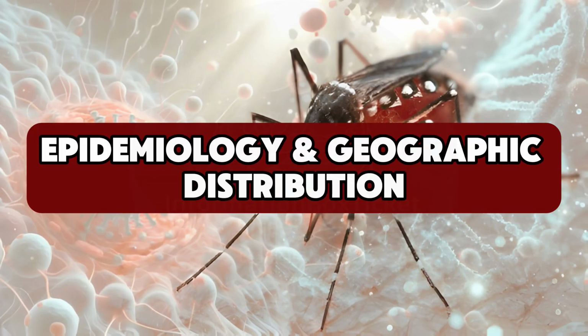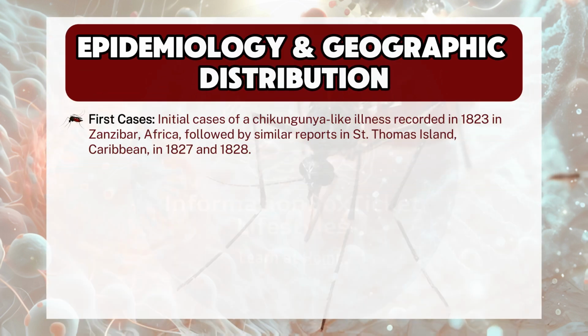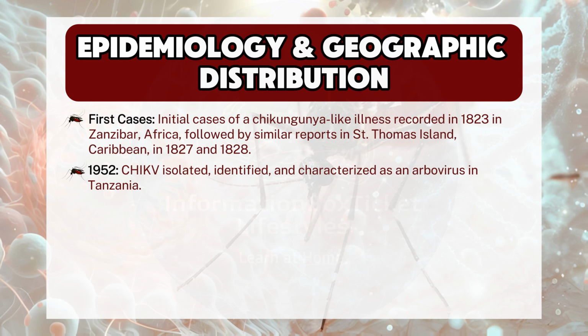Epidemiology and geographic distribution of chikungunya virus. First cases. Initial cases of a chikungunya-like illness recorded in 1823 in Zanzibar, Africa, followed by similar reports in St. Thomas Island, Caribbean, in 1827 and 1828. 1952. Chikungunya virus isolated, identified, and characterized as an arbovirus in Tanzania.